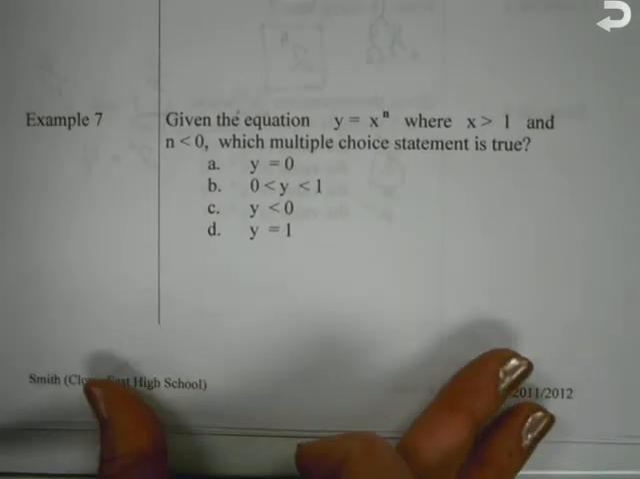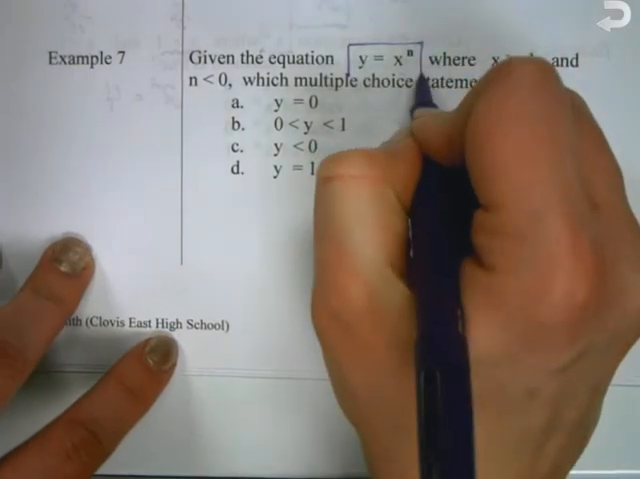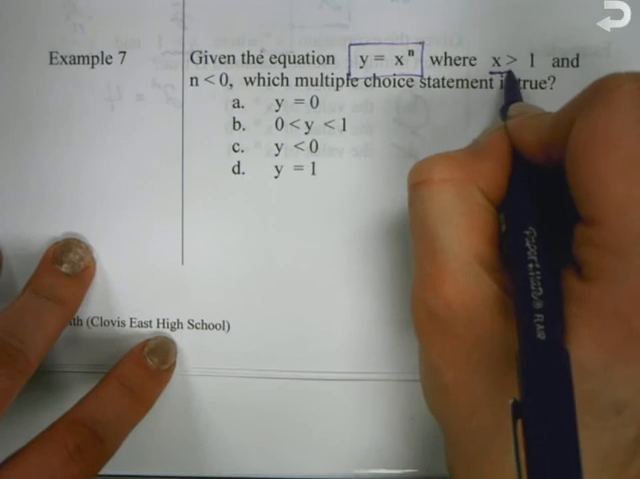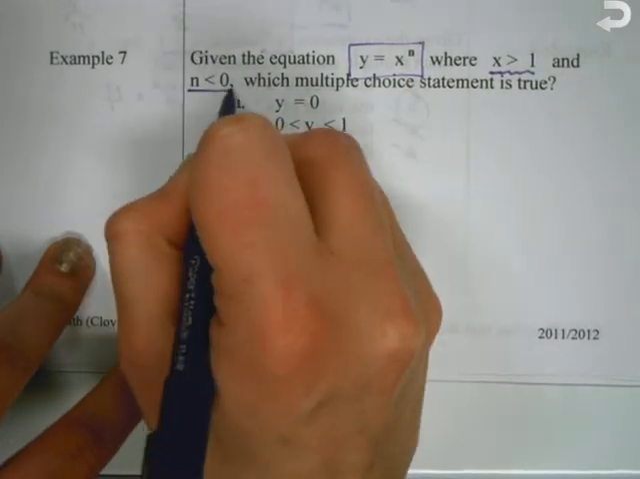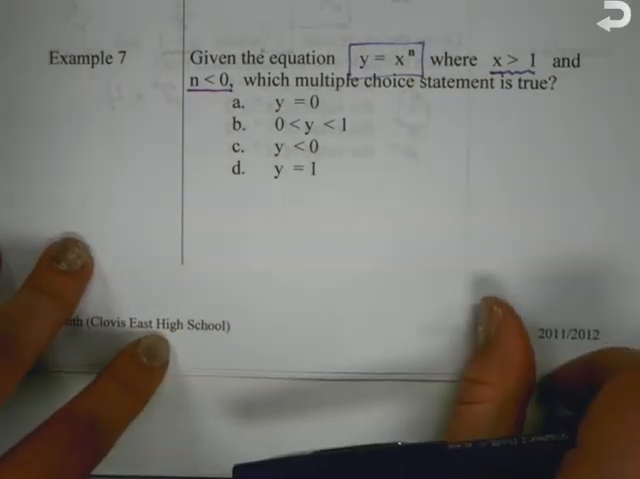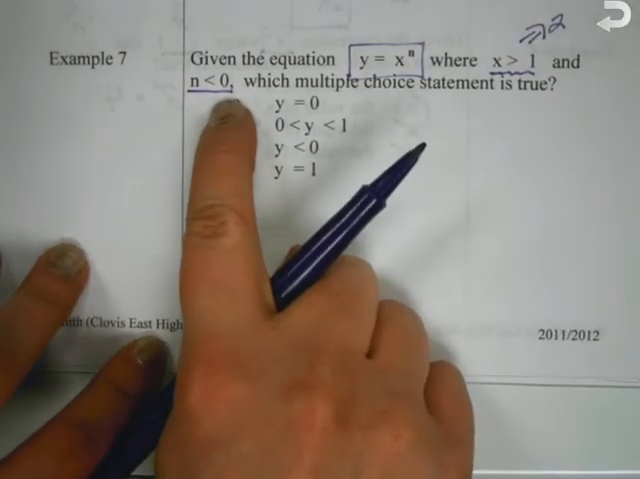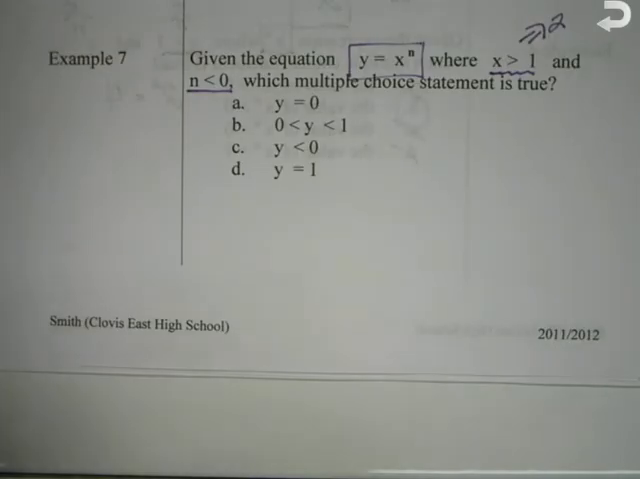Okay. Last one, number 7. Given the equation y equals x to the n, so same thing, where x is greater than 1 and n is less than 0, what multiple choice statement is true? What do you guys want to pick for x? 2. Okay, what do you want to pick for n? No, -1 is the next closest thing, but whenever I raise an exponent to 1, does it ever change the value? No, so let's pick the next smallest one so that we can work with it a little.